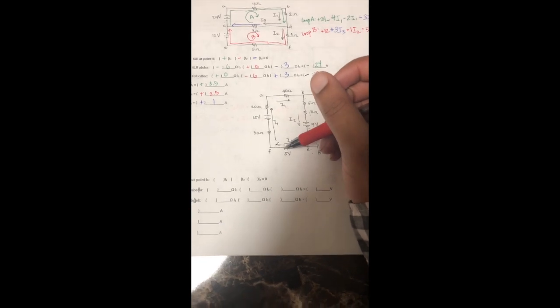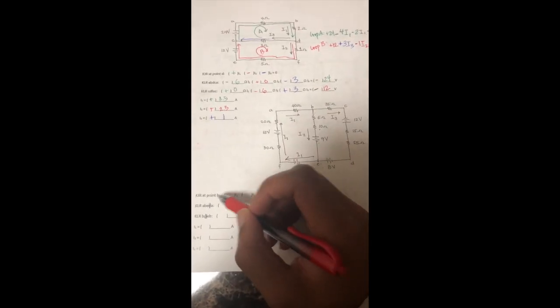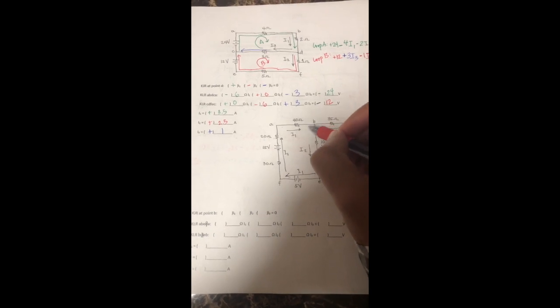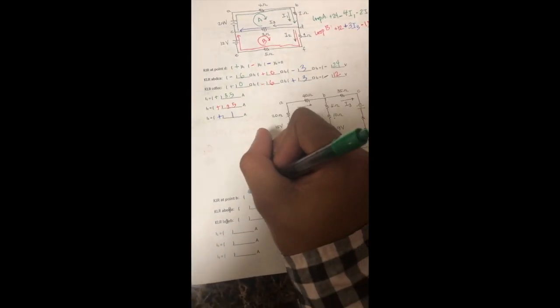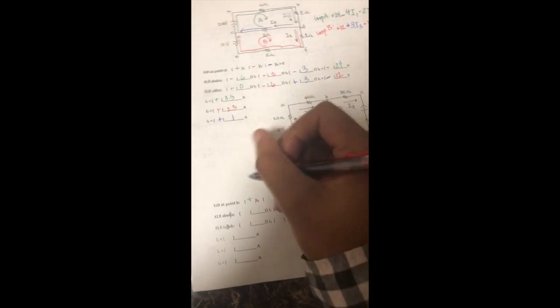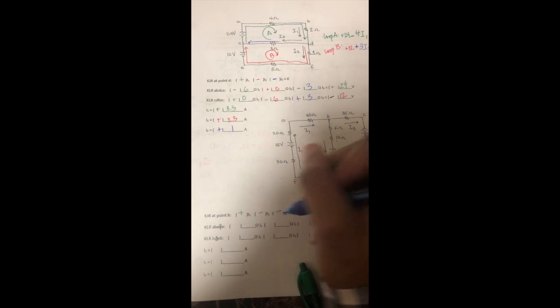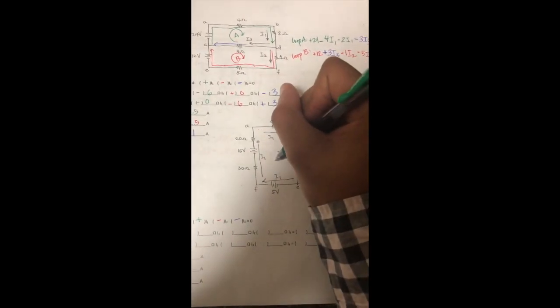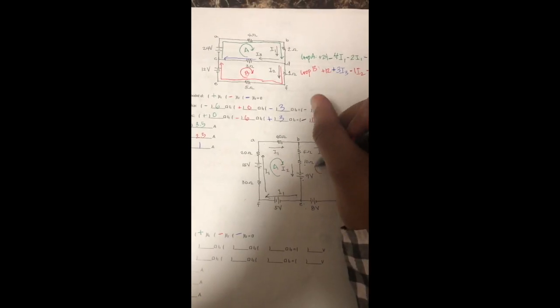So the first thing you wanna do is look at your junction rule. And it says at point B, I1's going in, I2 and I3 are going out. So it's gonna be plus I1 minus I2 and minus I3 equals 0. And you're going to analyze these 2 loops. So you're going to do loop A, and then you're going to do loop B.